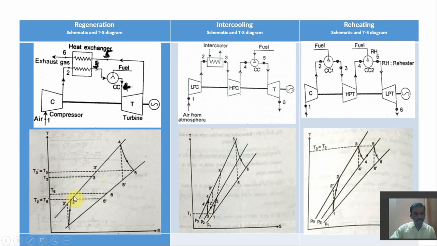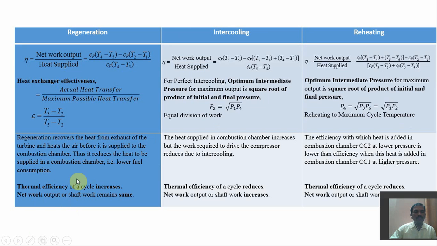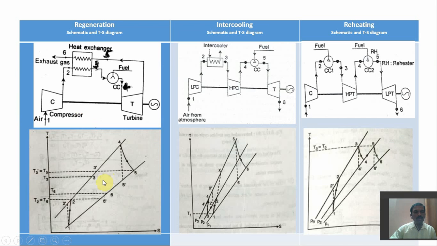So the effectiveness of the heat exchanger is the actual temperature rise, T3 minus T2, divided by the maximum possible temperature rise, that is T3 dash minus T2. The same thing can be written with T3 dash equal to T5, so T5 minus T2. So the formula for heat exchanger effectiveness is T3 minus T2 upon T5 minus T2. Instead of calling this T3 dash, we'll call this T5. Fine, that you have understood clearly.